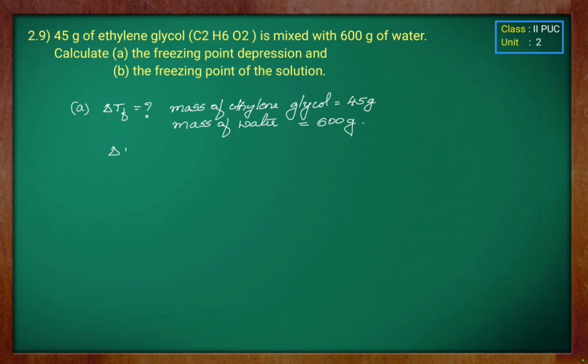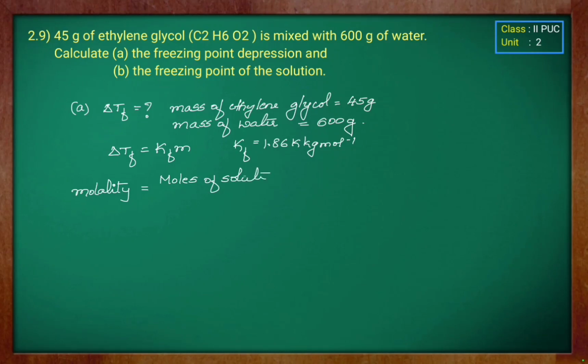Now we know that delta Tf is related to molality. So delta Tf is equal to Kf into molality, where Kf is molar depression constant, and for water the value of Kf is 1.86 Kelvin kg per mole. So now we shall find molality. So molality of the solution is equal to moles of solute divided by mass of solvent in kg. So we need to calculate moles of ethylene glycol.